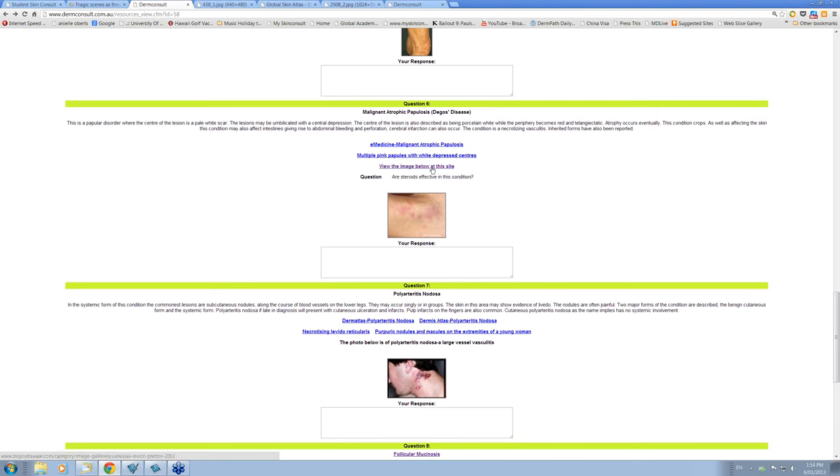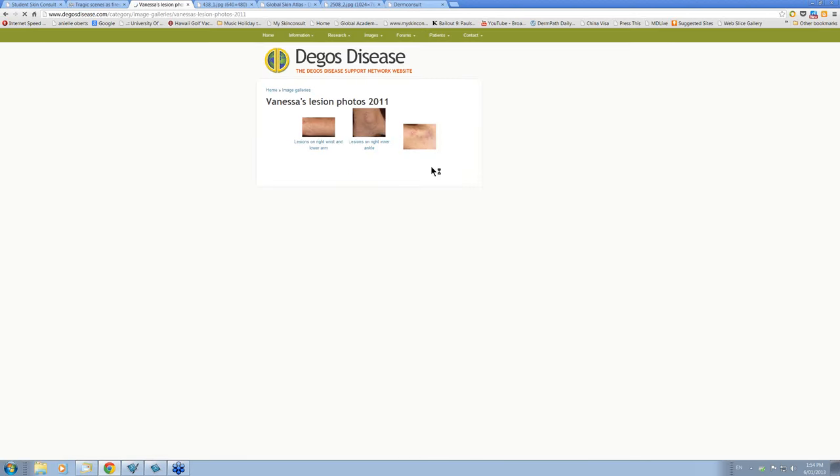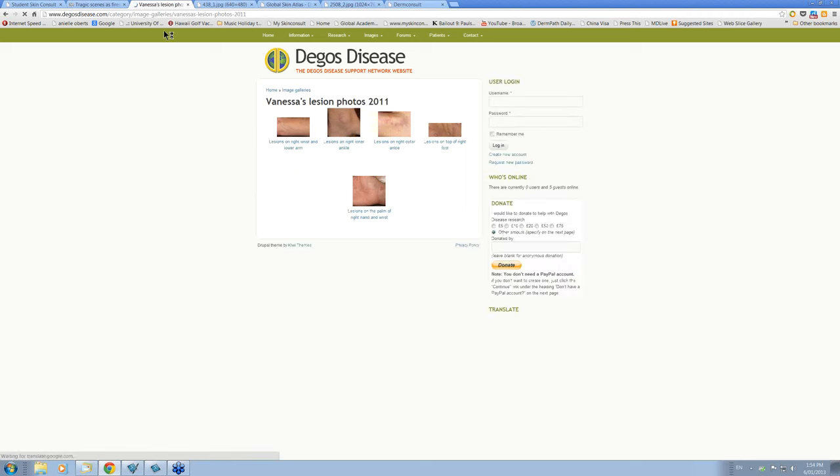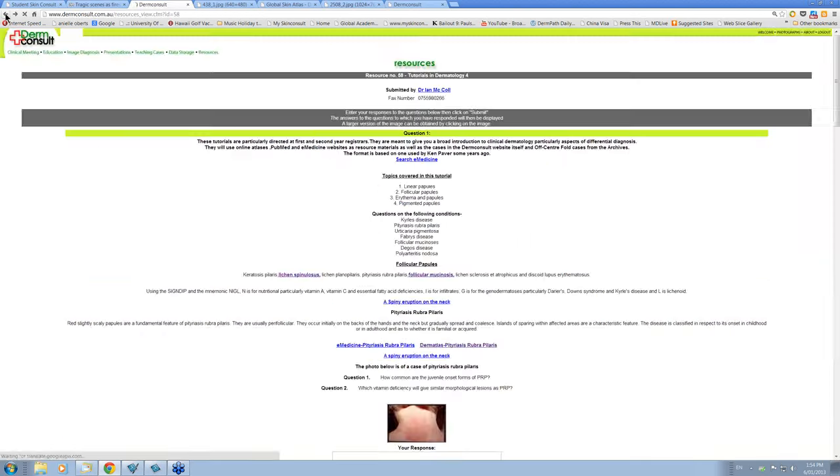By the way, there is a site. That particular image came from this particular site, degosdisease.com, and there's a series of images in there. Some patients have put in their images, so it's worth going in and having a look at these different images from patients with this condition, because it's so rare you're just not going to see it much at all.